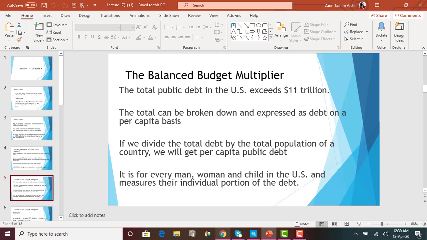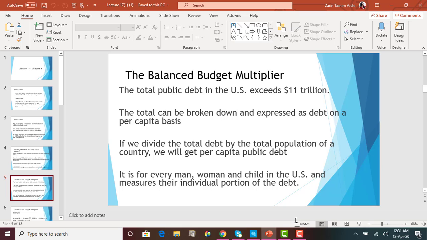Okay, so basically public debt per capita, or per capita public debt, is the debt that every man, woman and child in the US owes, and measures their individual portion of the debt, or basically, for every man, woman and child, what is their portion of the total public debt of the country.